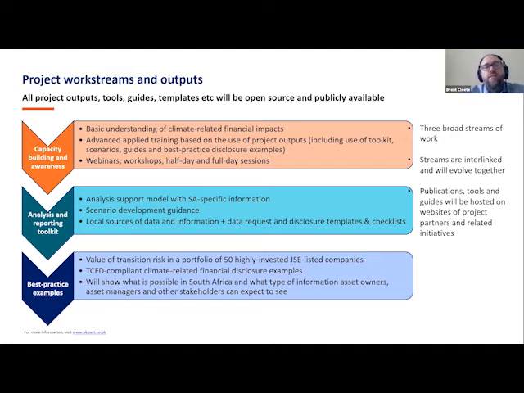But then a very exciting third stream of our project is, in partnering with our colleagues at Vivid Economics and their sister company Planetrics, we are doing a full transition risk analysis of a portfolio of 50 highly invested JSE listed companies. So we're using their best practice international models, which we've tweaked with local insights about the carbon price pathways and things like that, to do a full analysis, which we will then use to develop an example best practice disclosure, which we will be releasing towards the third or fourth quarter of this year. So this will all be available on our website. As I mentioned, all the publications will be freely available, open source download, and all the tools developed will also be able to be downloaded from our website.